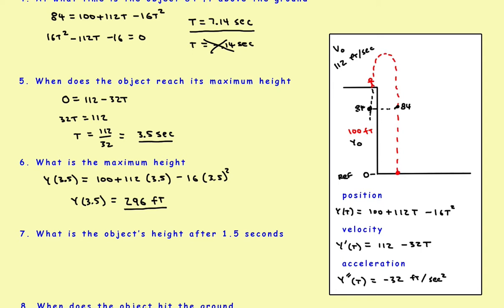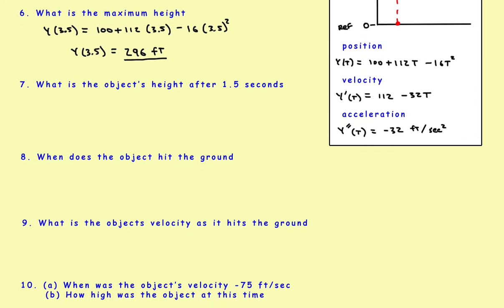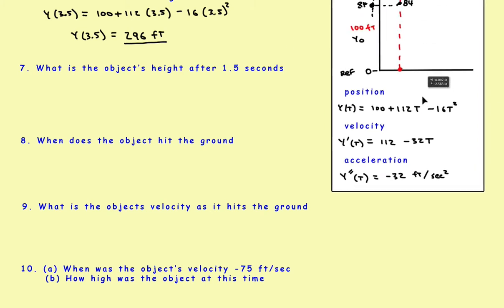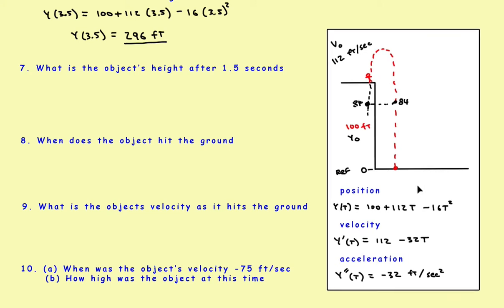Let's move down along that line, and we'll answer a couple of extra questions here. Let's scoot the figure down so that we can see what's happening. And we'll keep this along with us. So now, what is the object's height after 1.5 seconds? Again, you want to know the height, that's position, so use the position equation. So this is just a matter of taking 1.5 seconds and plugging it into the position equation, and that'll give you the object's height.